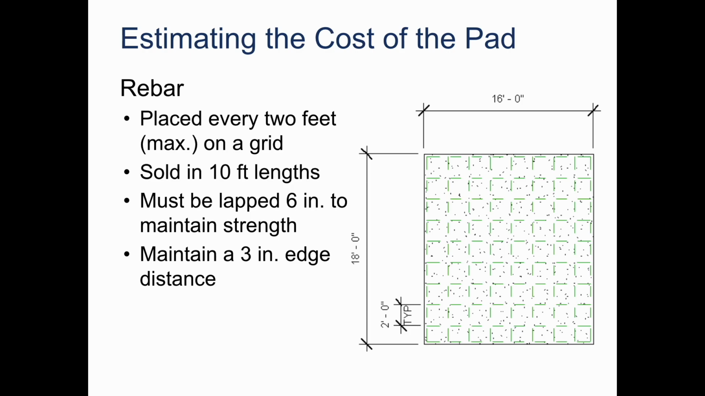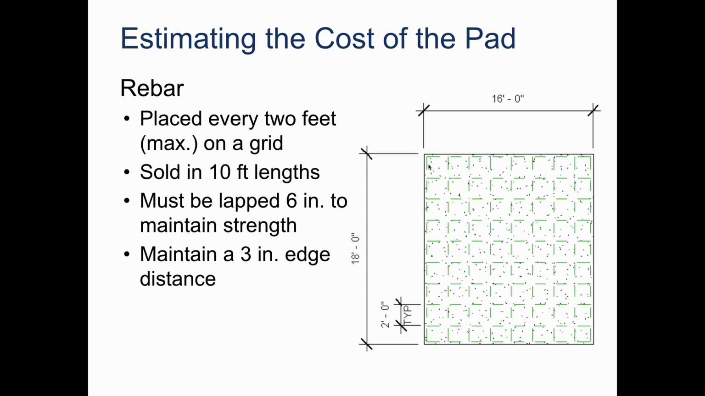Basically, the rule that we have for rebar is that it is placed every 2 feet at max on a grid. We could place it less than every 2 feet, but at the max value, we need to make sure that it is not more than 2 feet apart on a grid. They also sell the rebar in 10 foot lengths.